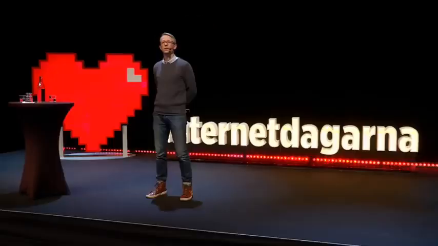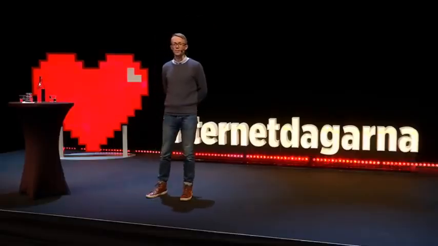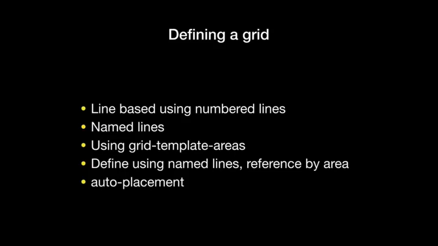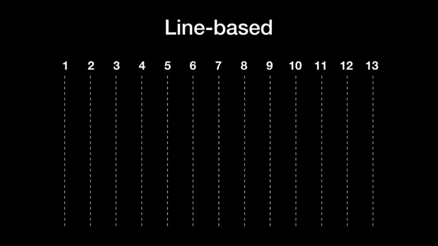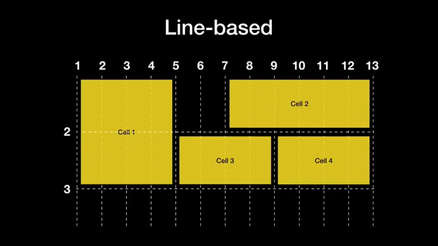There are many ways to define a grid and to place things on a grid. There's line-based notation, named lines, grid-template-areas, defining using named lines and referencing by area, and there's also auto placement, which we were using in our first example. Now, the most basic form is line-based. So here I've got 4 items placed onto a grid. And let's look at item number 2, cell 2, in more detail.